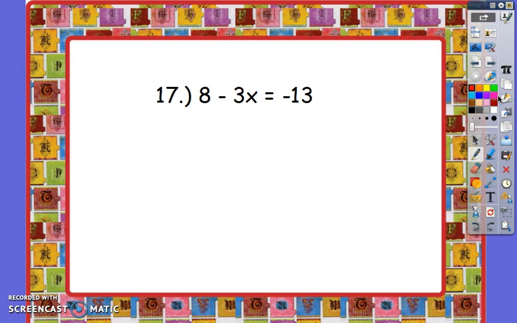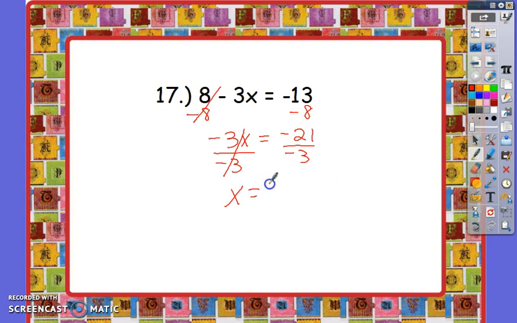I need to isolate my variable. My 8 here is a positive 8, so I will subtract 8 from both sides. 8 minus 8 is 0. I'm left with -3x equals -13 plus -8, which is -21. I need to undo the multiplication of the -3, so I'll divide by -3. The -3's cancel. I'm left with x. -21 divided by -3 is a positive 7.